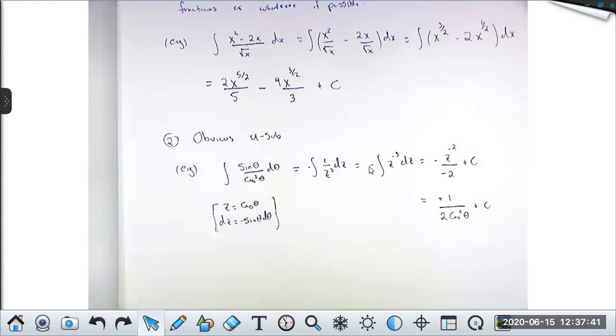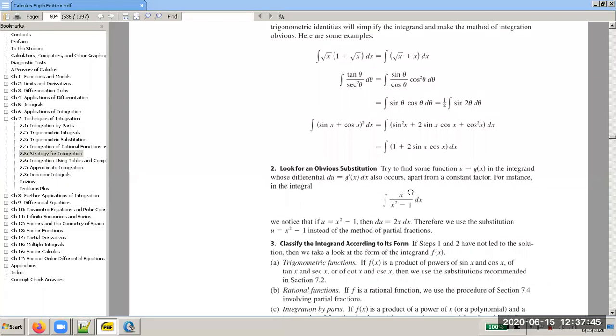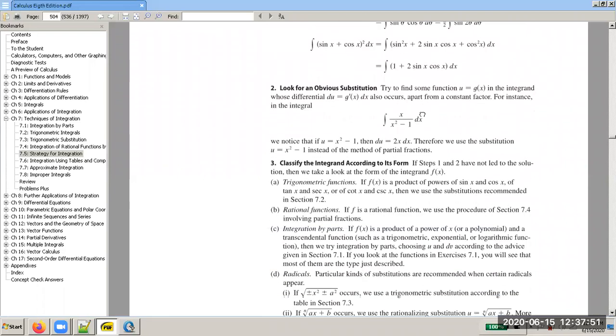Think 5.5. The book has some examples here, like in this guy. The obvious substitution is for the denominator. I should substitute u or z equals x squared minus 1.